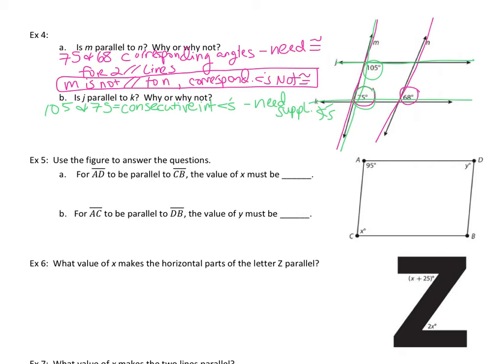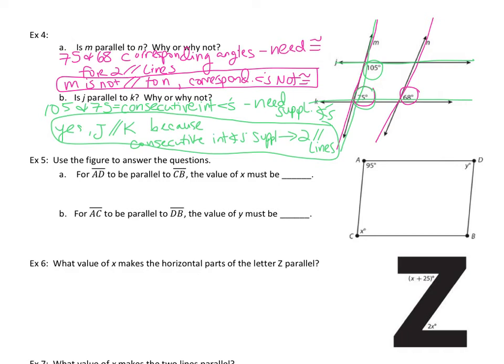When we add 105 and 75 together, we do have supplementary angles. So that means that yes, those two lines would be parallel, so J is parallel to K. Those two lines are parallel because our consecutive interior angles are supplementary, and that implies we have two parallel lines.